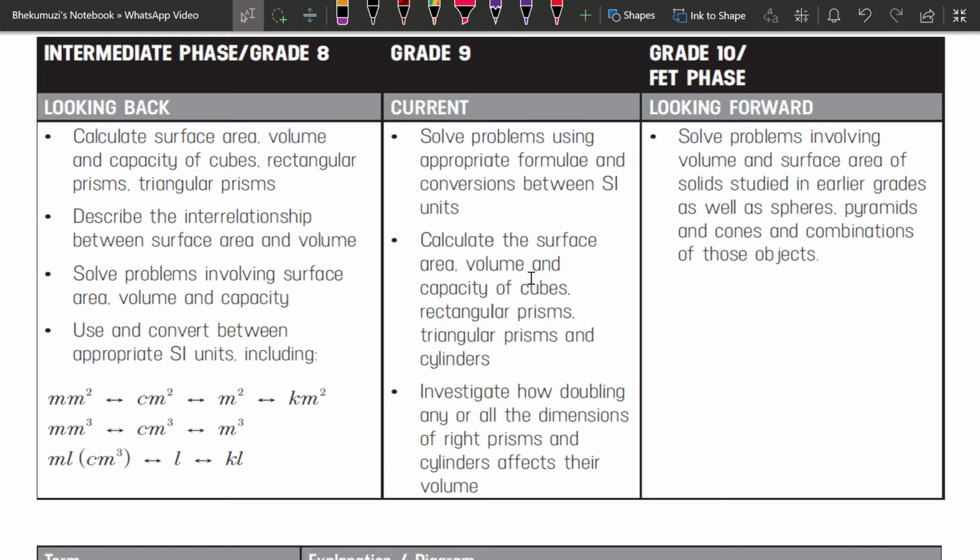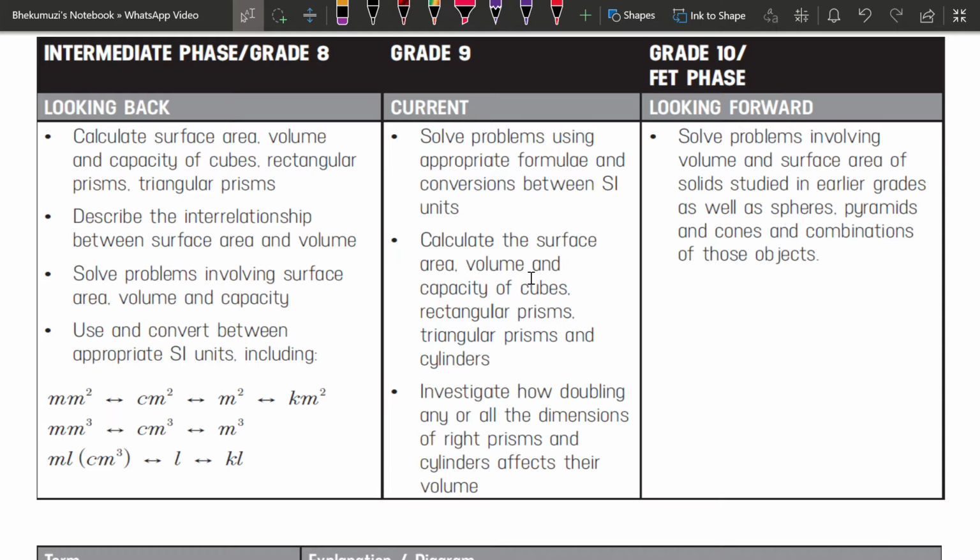Describing the interrelationship between surface area and volume, that's something you learned in grade 8, and solving problems involving surface area, volume, and capacity, and also to use and convert between appropriate SI units, including, right, from millimeter squared to centimeter squared to kilometer squared, and so on and so forth, right?